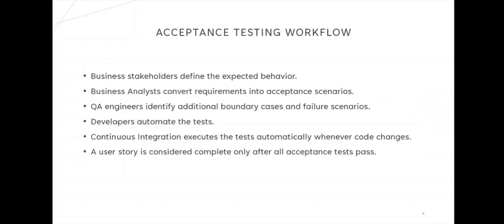This slide shows the complete workflow. First, business stakeholders define what they expect. Business analysts convert these expectations into acceptance scenarios. Then, QA engineers add boundary cases and the failure conditions. Developers automate the tests, and finally, the continuous integration system executes them whenever the code changes. Only after all the tests pass is the user story considered complete.